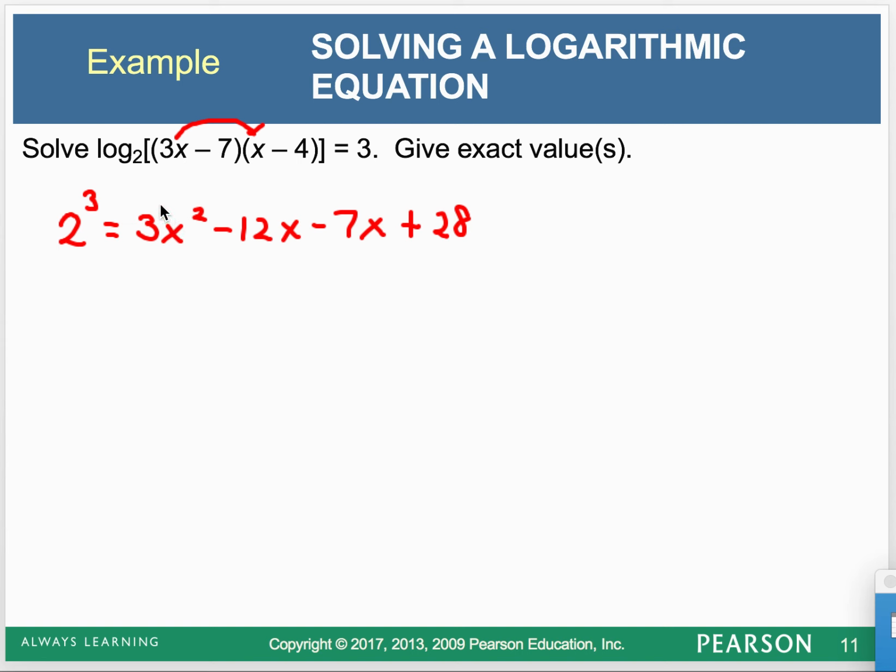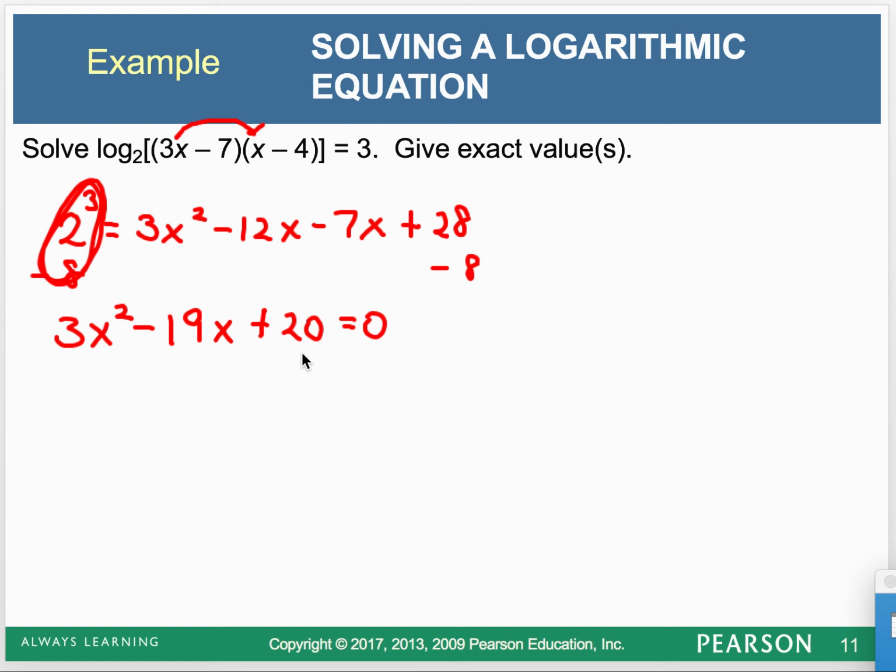So I've got a quadratic equation, so I'm going to set it equal to 0. Let's subtract 8 from both sides, 8 minus 8. So I wind up with 3x squared minus 19x plus 20 equals 0. Let's see if we can factor it. I'm going to need a couple of numbers that multiply to give 60 and add to give negative 19. What about negative 15 and negative 4? That is 60, and it is negative 19.